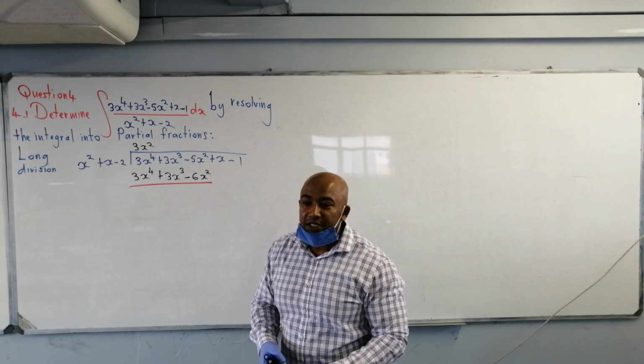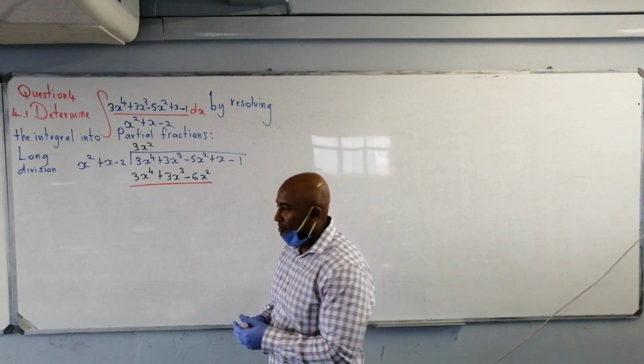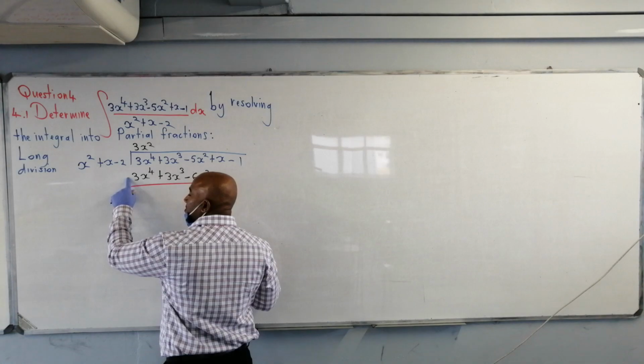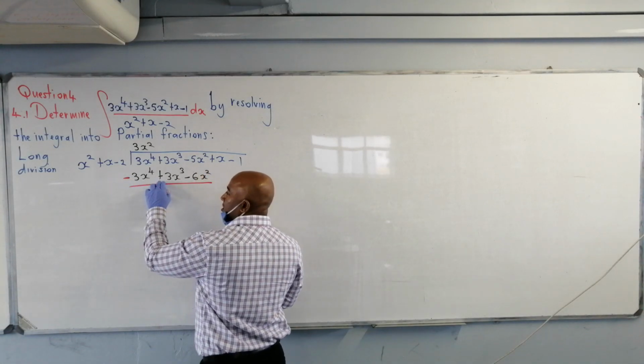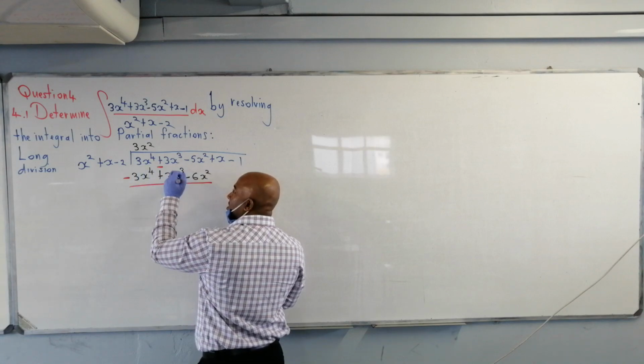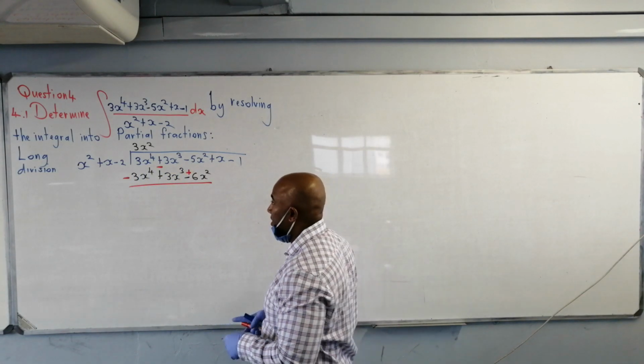The easy way to do it is change the sign of the bottom term and add the two. At the moment it's a positive. If you change the sign, negative. Positive, change it to negative. Negative, change it to positive. And you add if you are doing the same.